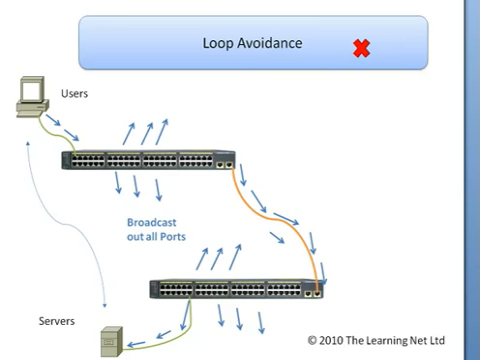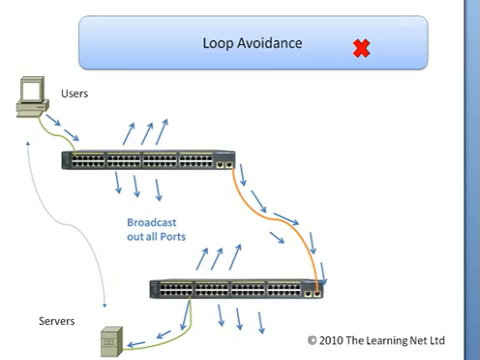Okay, and the third thing that switches need to do is prevent loops on your network. So what is a loop? Well, if you look at the example that I've given you, I've got users on the top, servers on the bottom, and I've got one link between these two switches. If that link were to fail, all my users couldn't talk to any of my servers, which is a problem. It's a poor design. So obviously we are going to include some form of resiliency.